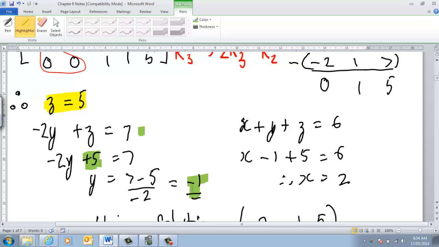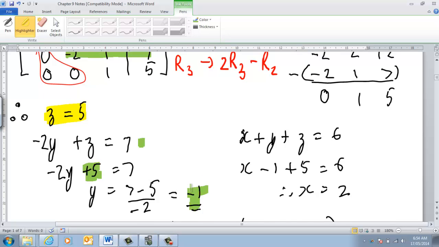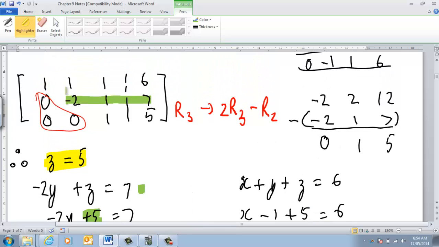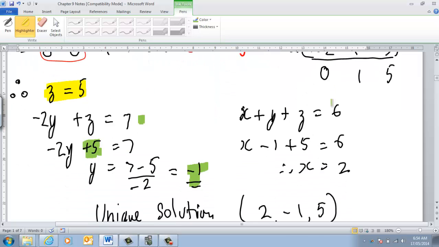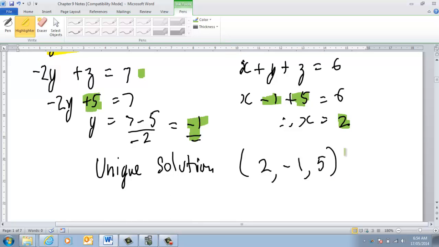And then, because we know our y and our z value, we go back to our original row 1, which is x plus y plus z equals 6. So we substitute in our values for y and z, and we solve that. So what this means is we're going to have a unique solution for this particular equation. Now, we'll talk about this in class, but what that actually means is that there is only one point in space, in a three-dimensional space situation, where all three equations actually meet.